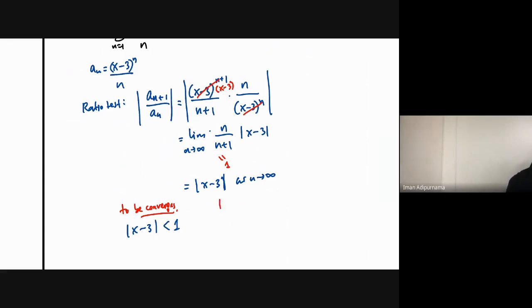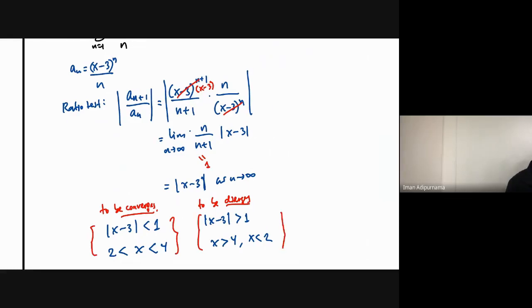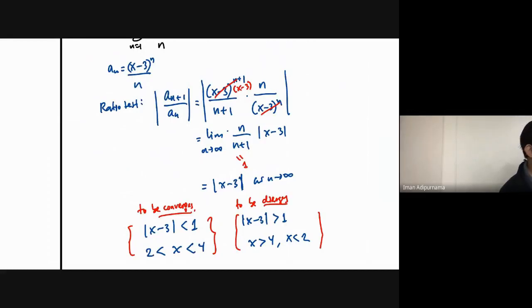And to be diverged, this value needs to be greater than 1. So let me just write the conclusion: between 2 and 4 it converges, and outside it diverges. So you will have the interval.